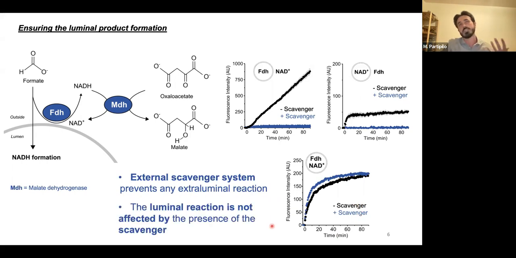So eventually, we also obtained the final proof that the luminal reaction was not affected by our scavenger, as the difference you can observe in this panel is not significant.